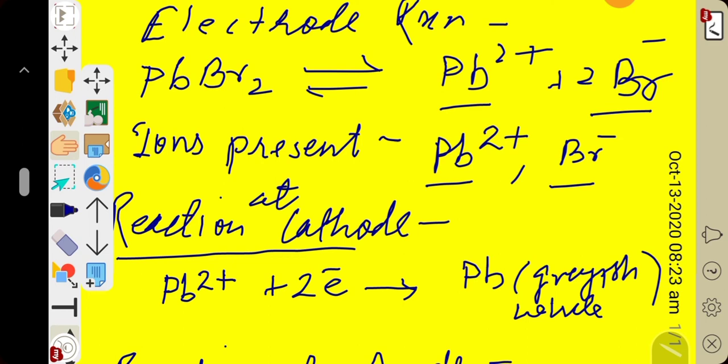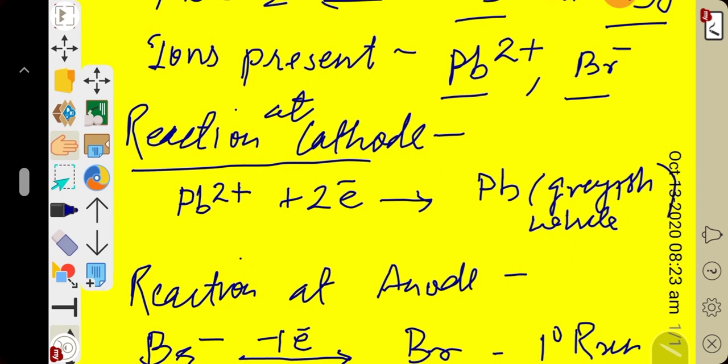Then reactions take place at the respective electrodes. As it dissociates into Pb2+ and Br-, the ions start moving toward the opposite electrodes. Pb2+ is a positively charged ion, so it will migrate toward the negatively charged electrode, that is the cathode. So at the cathode, what reaction takes place? As Pb2+ is positively charged, it arrives at the cathode, and here Pb2+ will gain electrons, because we all know RED CAT.